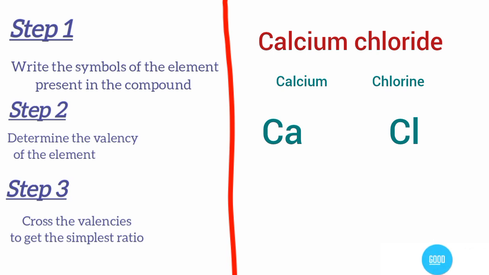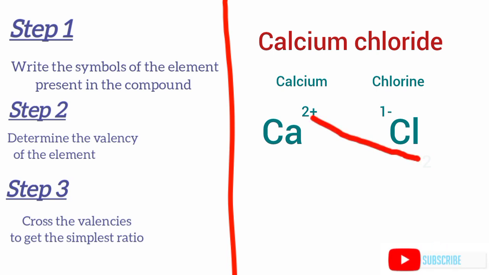Next, we determine the valency or charges of each element. We know that valency is the combining power of an element. Calcium has a valency of +2. Chlorine has a valency of -1. Next, we cross the valencies to get the simplest ratio. What do we mean by this? We simply exchange the charges on each of these elements. The 2 on calcium goes to chlorine, and the 1 on chlorine goes to calcium.